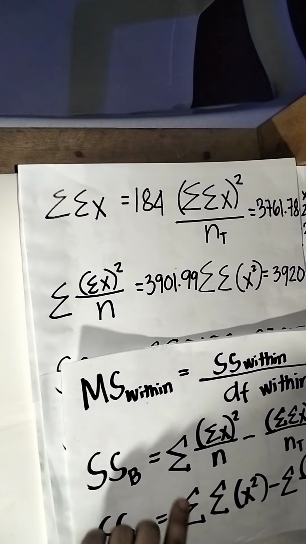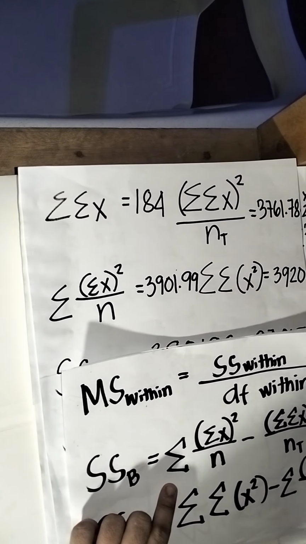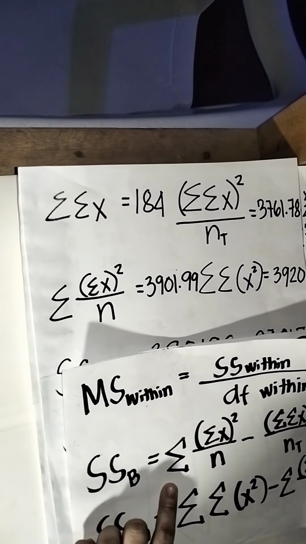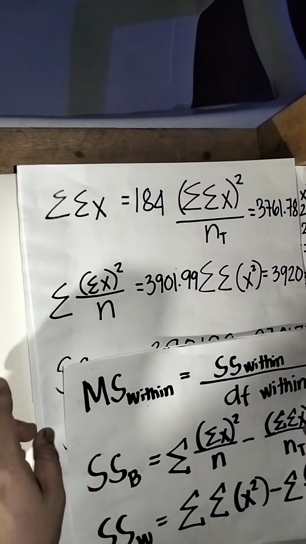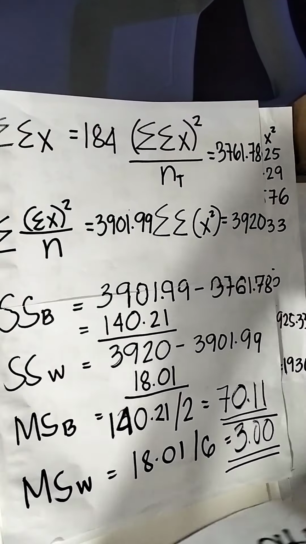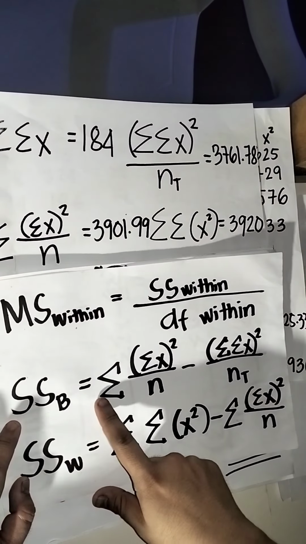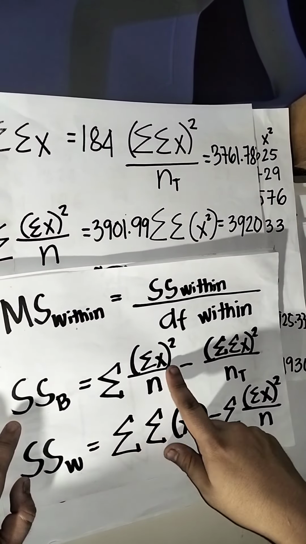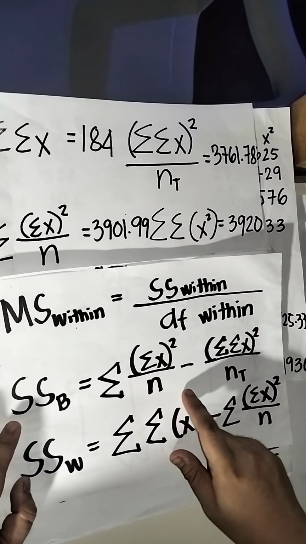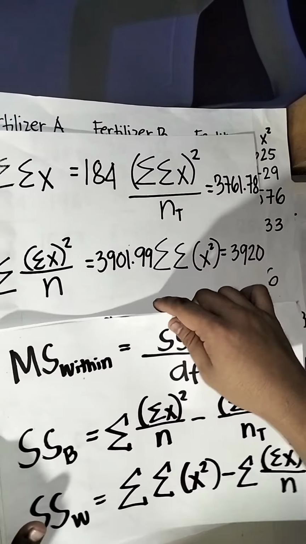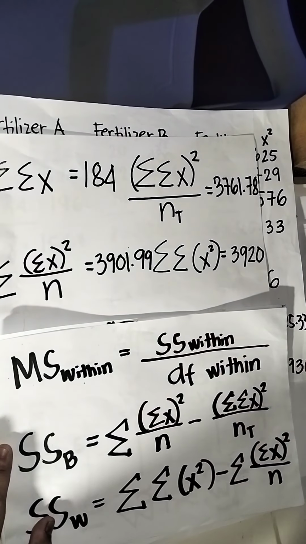Okay, now, do we have the data for the summation of x raised to the power of 2 divided by n? What is the data? Okay, so now, this is the formula. So, SSB is equal to the summation of x raised to the power of 2 over n. Do we have that one in our formula? So, we have 3,901.99.